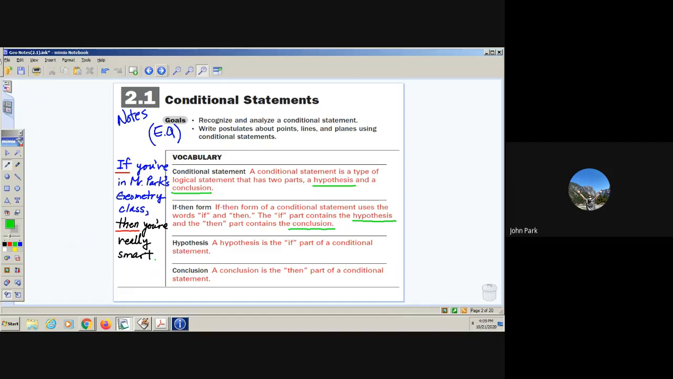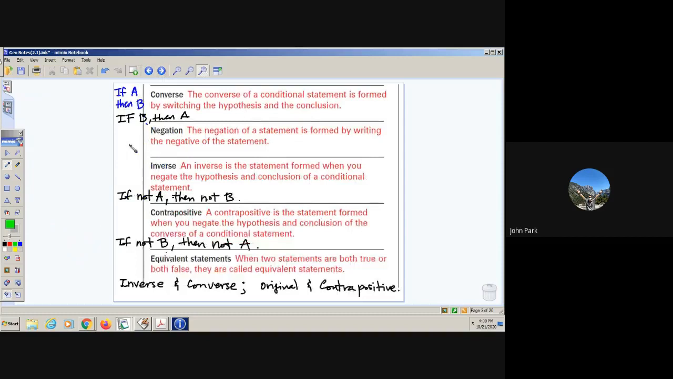All right. So what you can do with the conditional statement is switch the hypothesis and the conclusion. When you do that, you get the converse of the original conditional statement. So instead of saying if you are in Mr. Park's geometry class, then you're really smart, you would switch it. The converse would be: if you are really smart, then you are in Mr. Park's geometry class. You notice how the two parts are switched. That's the converse.